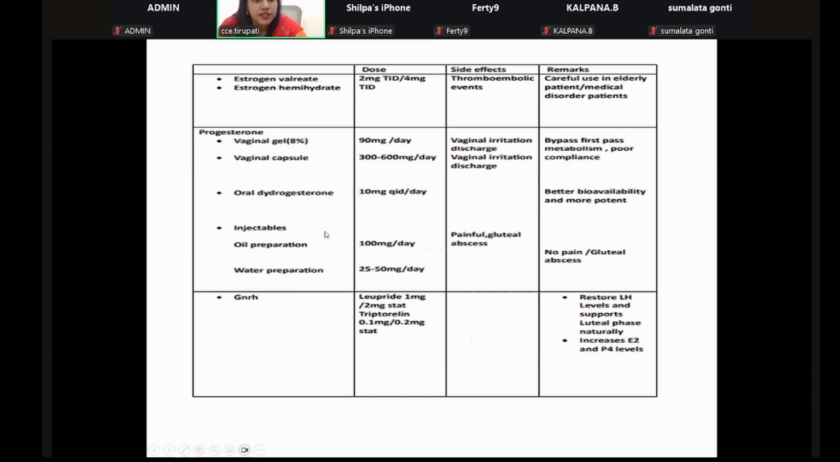These are the common preparations along with the dosages. Estradiol 2 milligrams TID; we can use either estradiol valerate or hemihydrate. Progesterone, we can consider adding 8% vaginal gel, or it can be used in the form of capsules, or we can add oral dydrogesterone 10 milligrams TID or QID. Injectable preparations, we can add 100 milligrams per day, and water-based preparations are available in the form of Aquasustain 25 to 50 milligrams per day. And we can even consider adding GnRH agonist. We can use leuprolide 1 milligram or 2 milligrams stat, or triptorelin 0.1 or 0.2 milligrams.